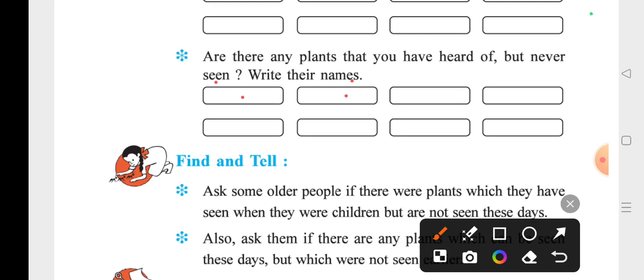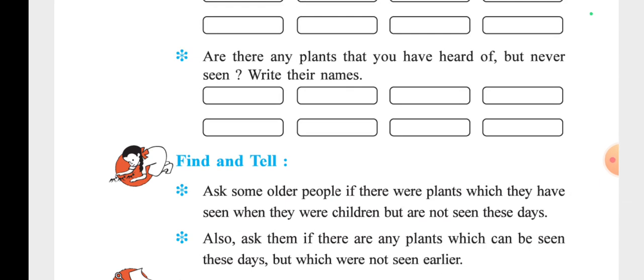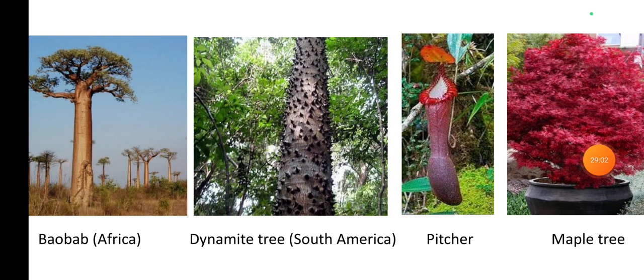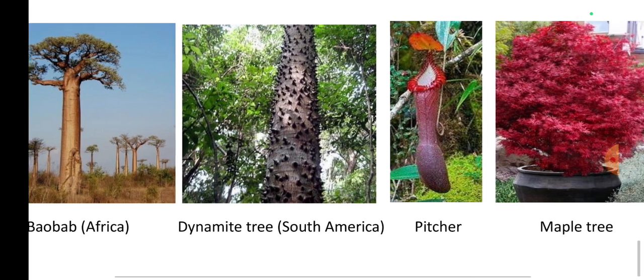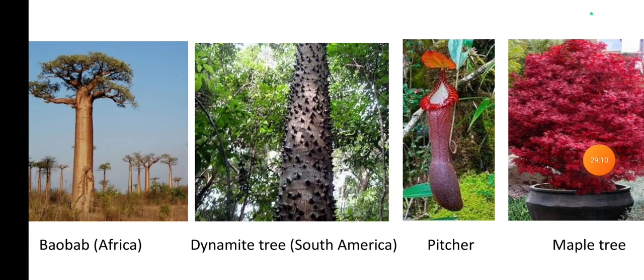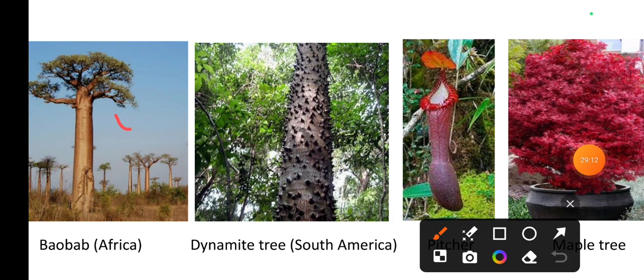Yes, children, you should write here the names of those plants which you have heard of but never seen. I will show some examples of that so you can understand in a better way. Let's see some examples. I heard this name, baobab tree. Okay, the name of this tree is baobab, and it is mostly found in Africa. You can see here the trunk of this tree. Okay, and this trunk of the tree contains water which is used for drinking, cooking, and washing.